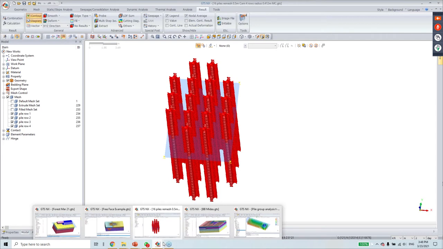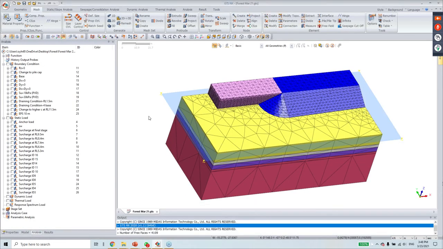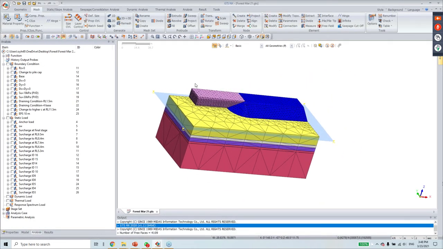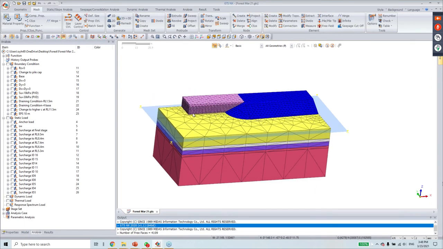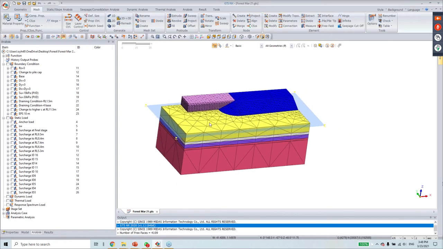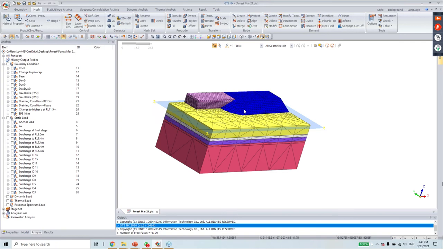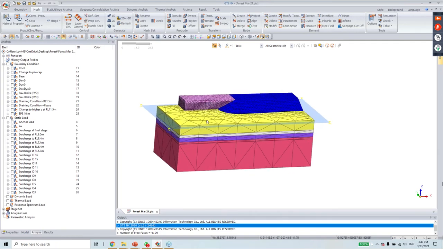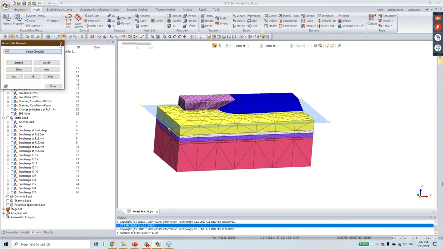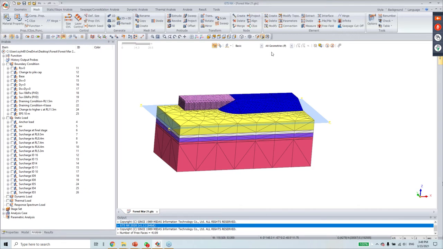Now I will show you the model for the second project application. That is the large movement of the reinforced soil wall due to the fill placement of the embankment. This is the reinforced soil wall. This is the embankment, and the soft clay is below the walls and the embankment. I think I will just show you the important features.